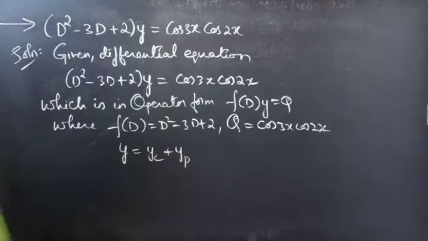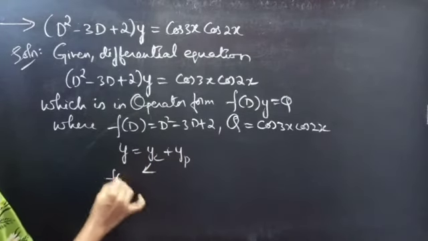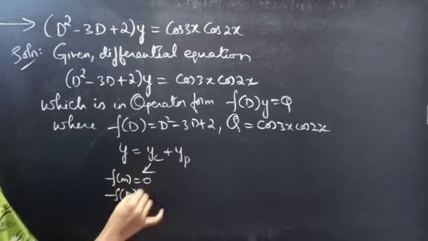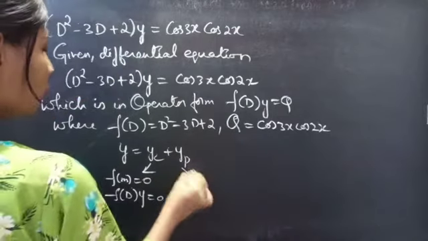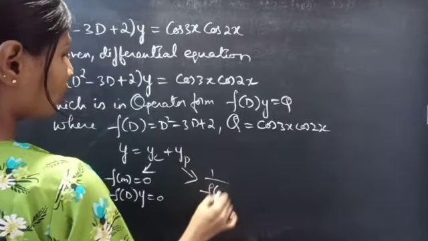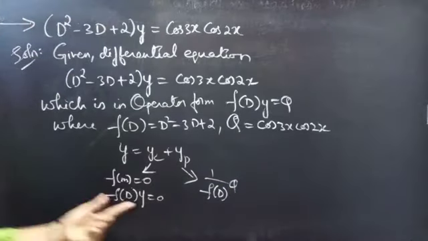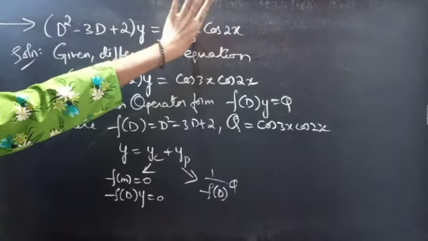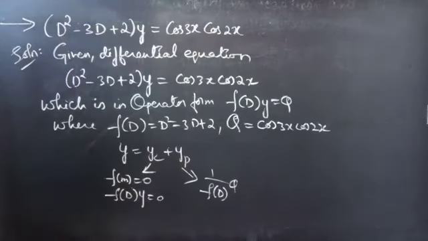Here yc is the complementary function. We'll find yc using the roots of the auxiliary equation of the homogeneous equation of the given non-homogeneous equation, and we'll find yp using 1/f(D) times Q. So how do we get the homogeneous equation? Simply take this RHS as 0, then we'll get f(D)y = 0, which is a homogeneous equation.